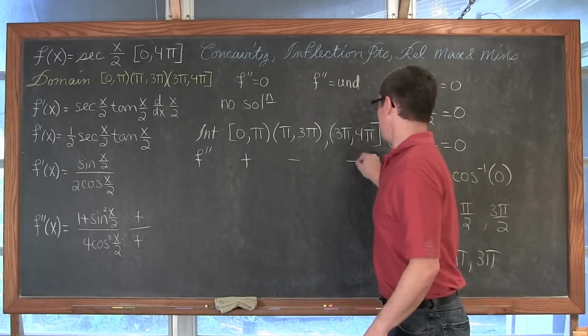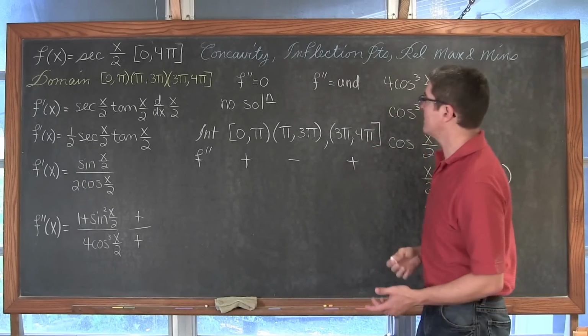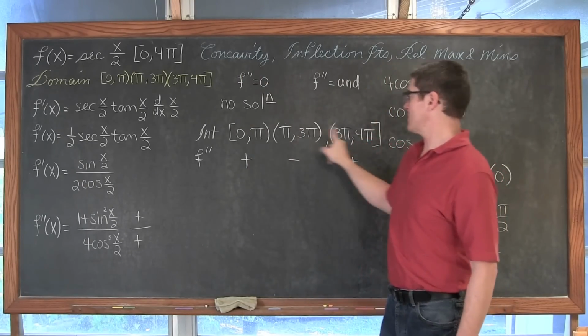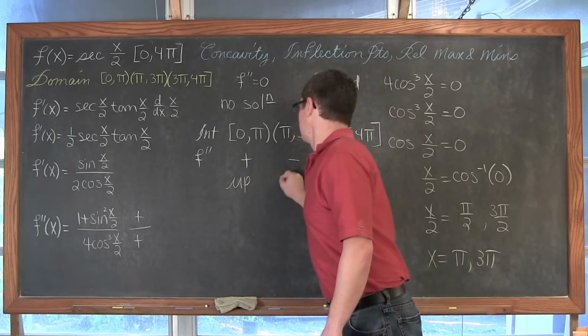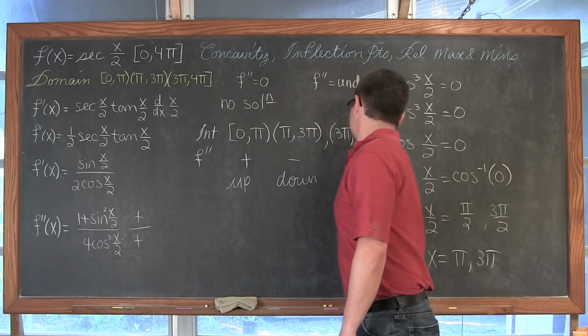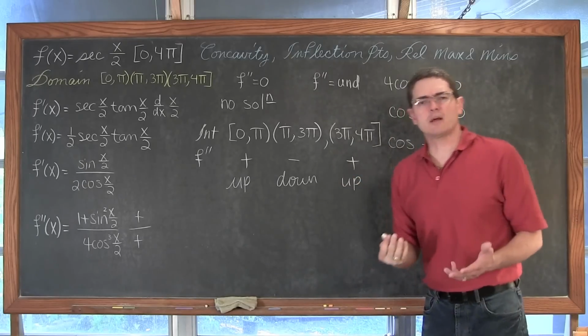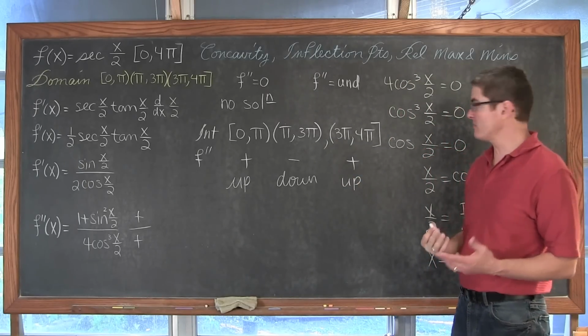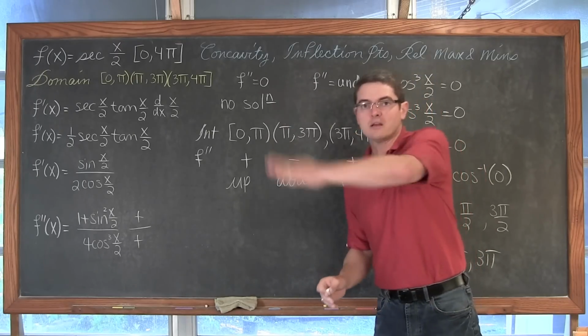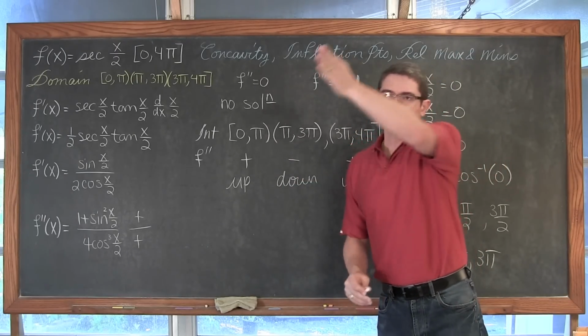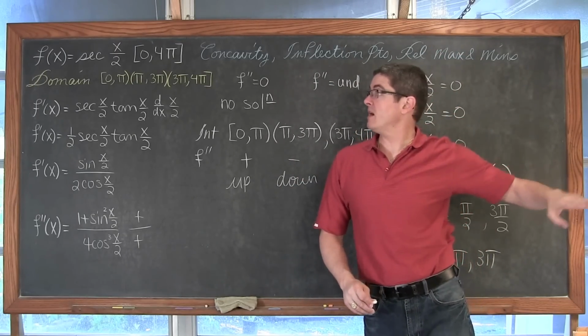Okay, so it would seem like I would now have to start talking about, well, I got the concavity of these intervals: up, down, and up. So it would seem like I would start to be checking for inflection points because my function alternates between being concave up and concave down.